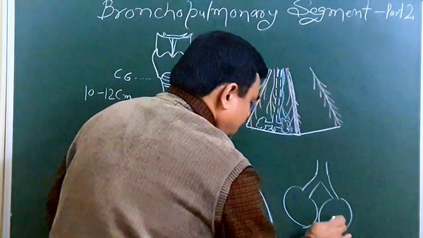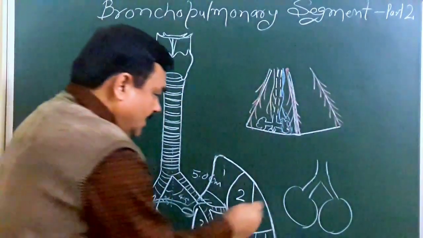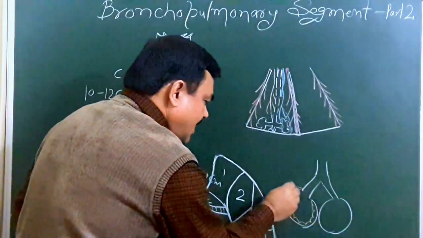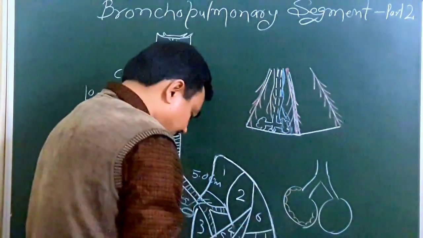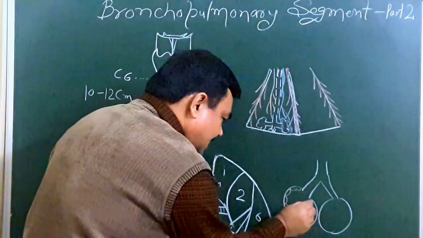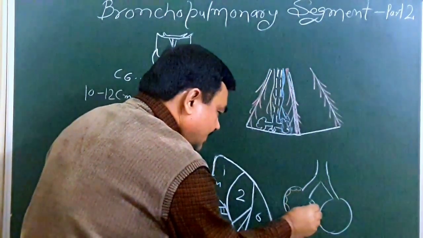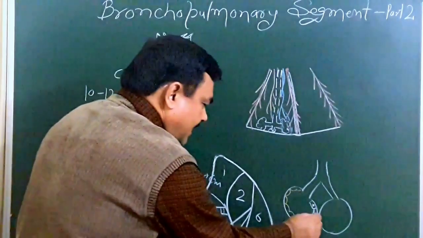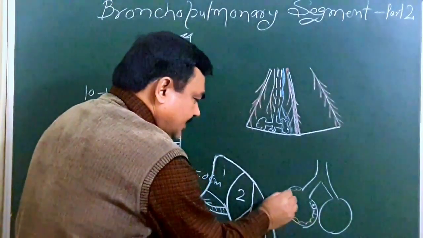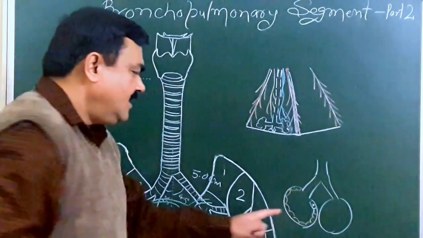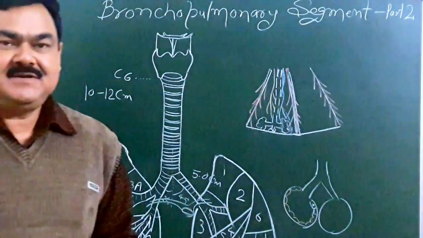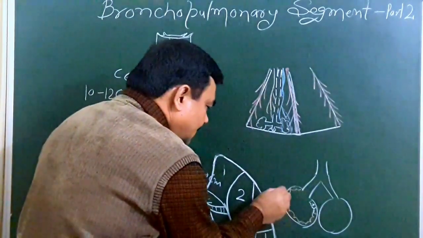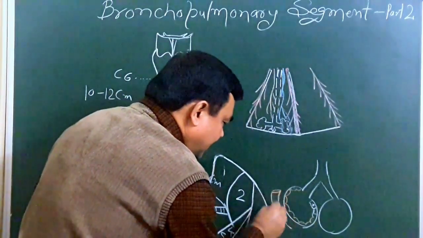If you make a diagram separately, these are alveoli. Alveoli are lined by simple squamous epithelium. At some places, the large cells are present. These are type 2 pneumocytes, and the rest of the cells are type 1 pneumocytes. Type 2 pneumocytes secrete surfactant, and here is the position of capillary.